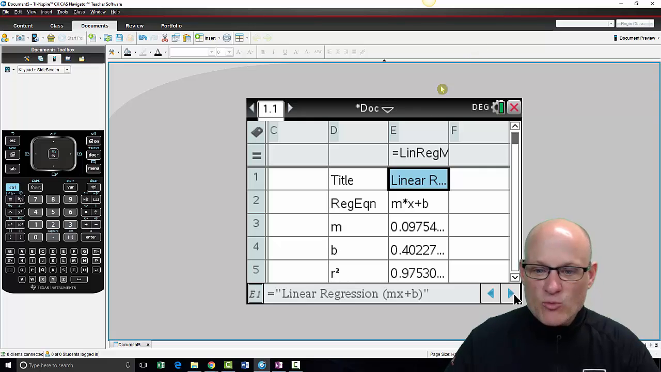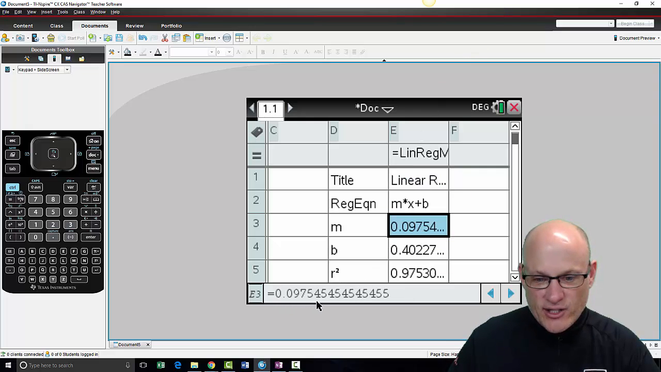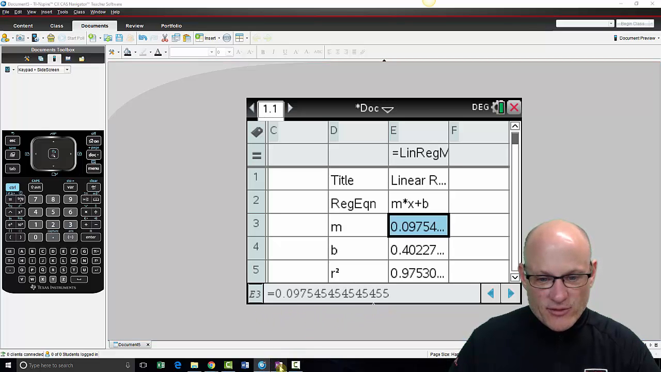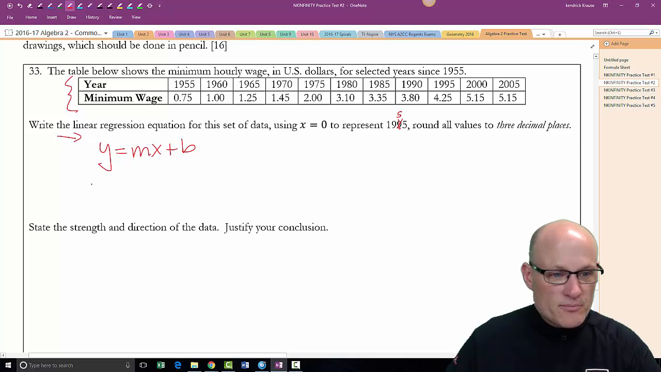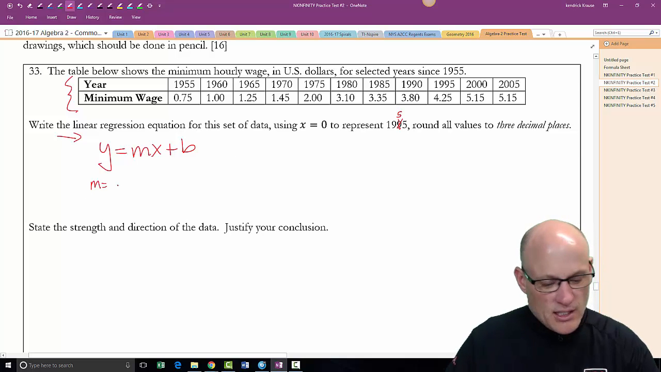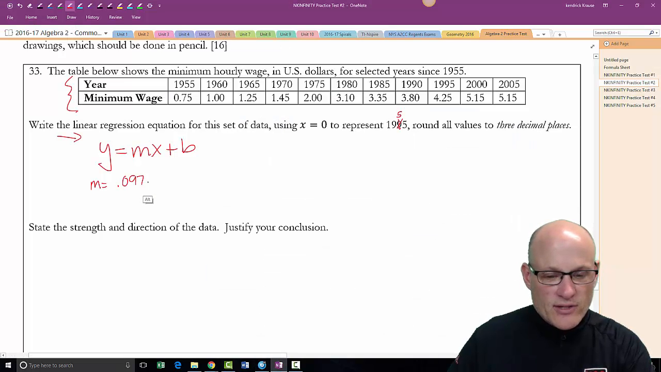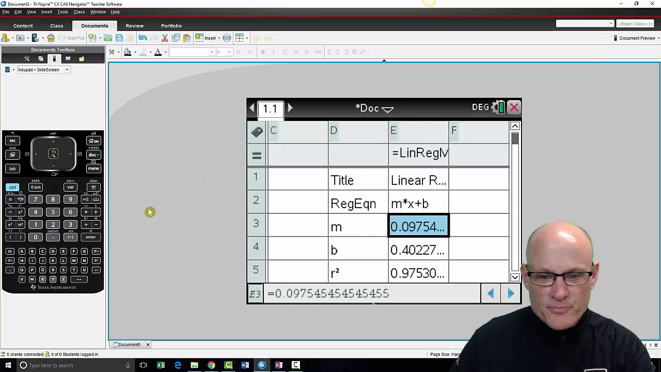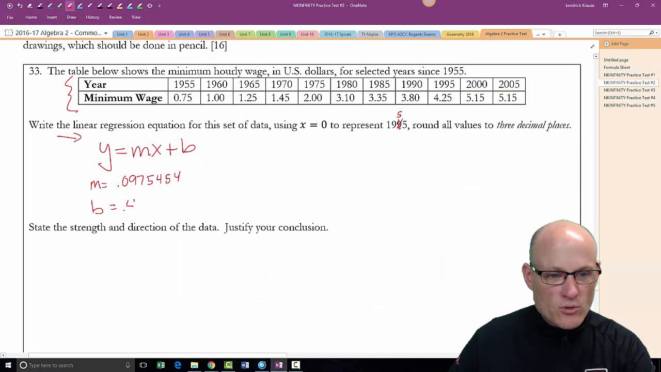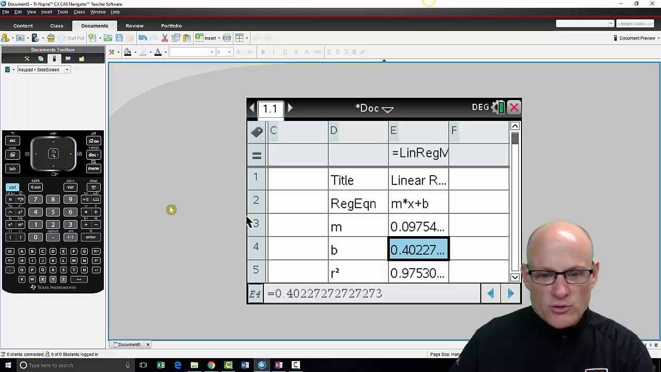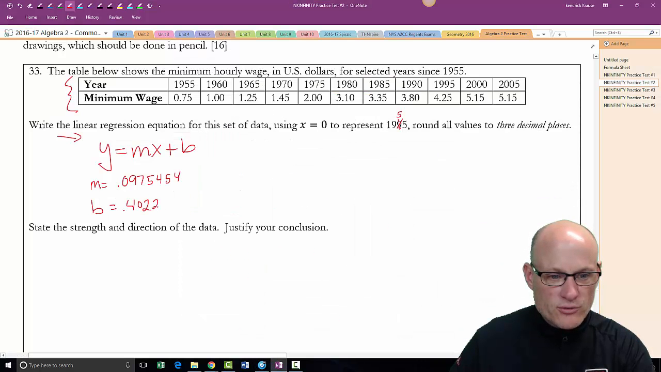Now, write down the unrounded answer. If you can't see it, highlight it. It's sitting right down here. I usually say give 6 decimals. So, m equals 0.0975454. Good enough. Plenty of numbers. b equals, highlight it, 0.4022727. I don't know why that's weird.